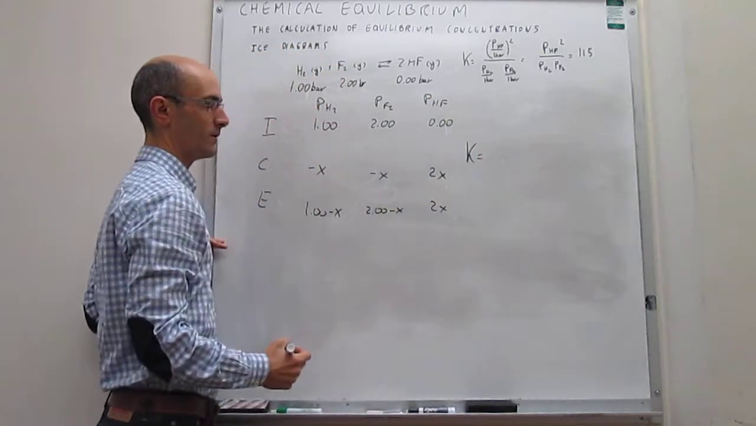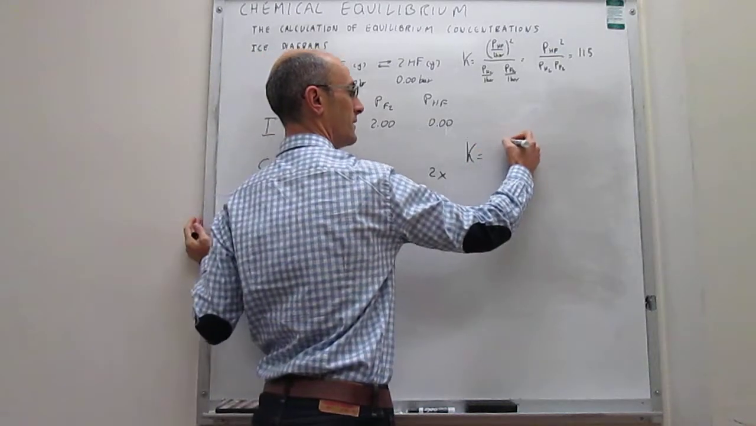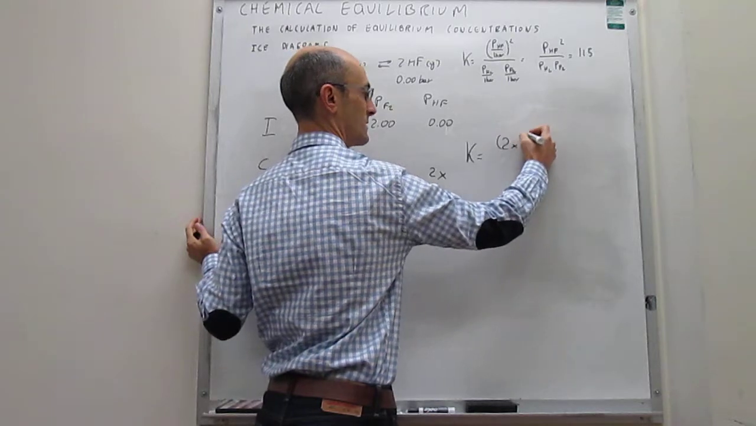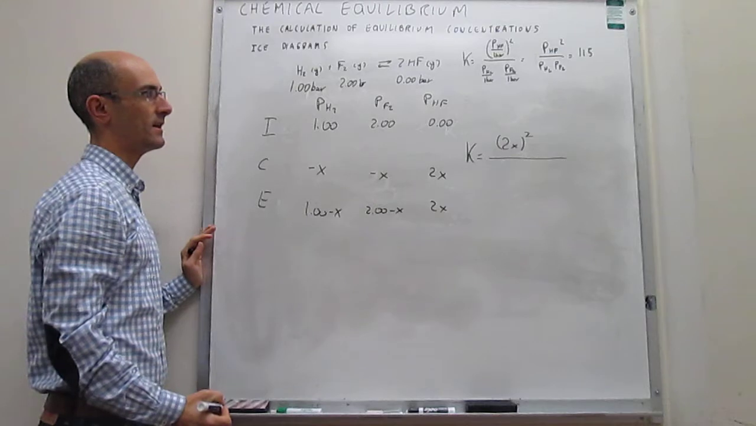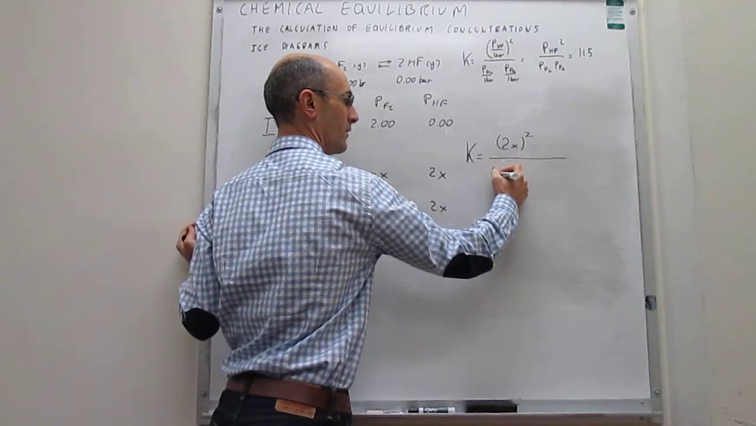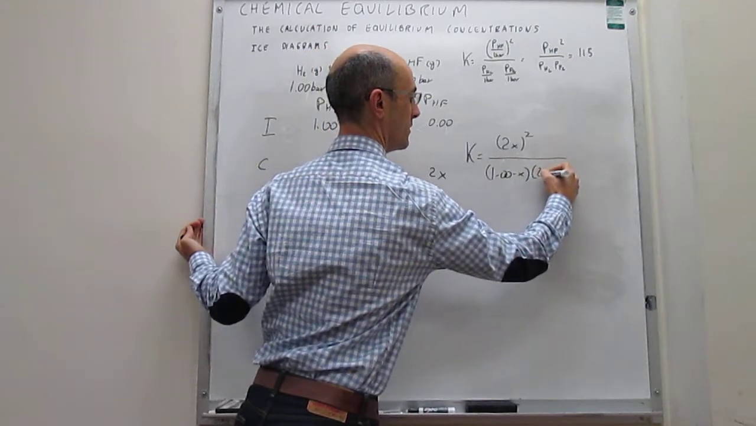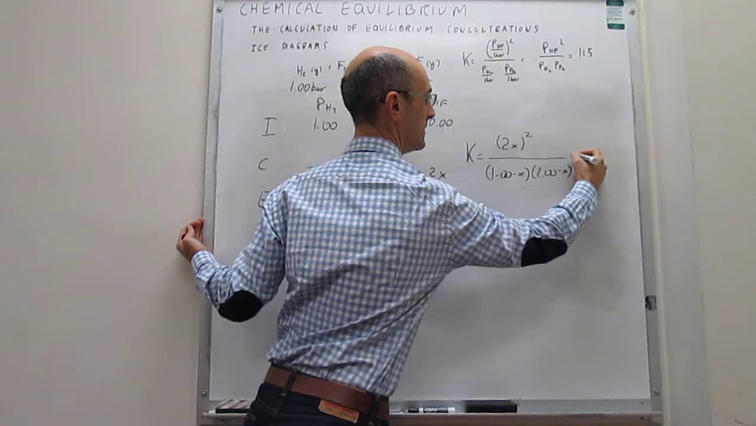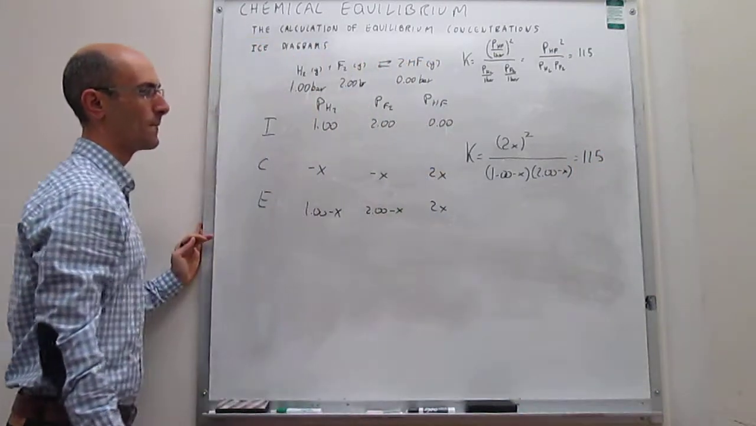That has to be equal to the partial pressure of HF at equilibrium, which is this value, squared. So we have here (2x) squared, and then the partial pressures of reagents at equilibrium in the denominator. So that will be (1.00 minus x) and then (2.00 minus x), and this is equal to the value of the equilibrium constant, which we know.